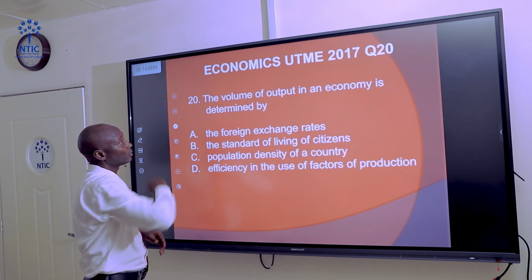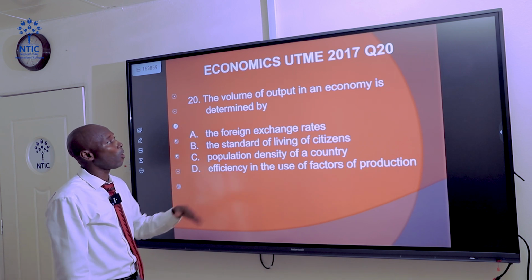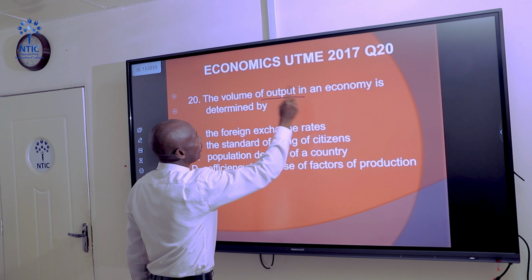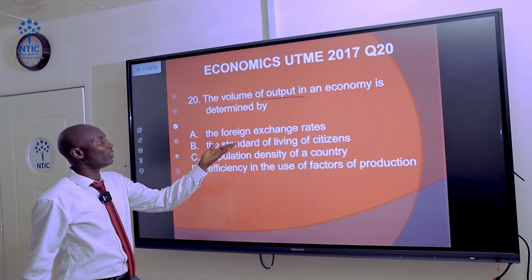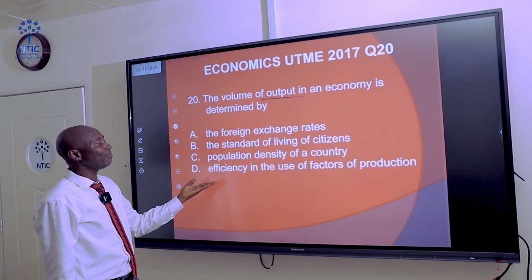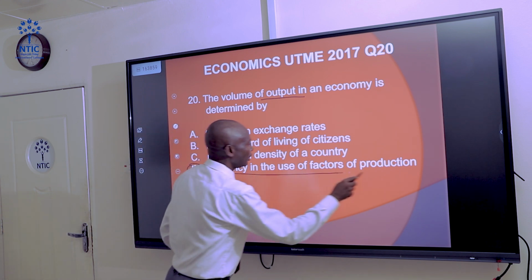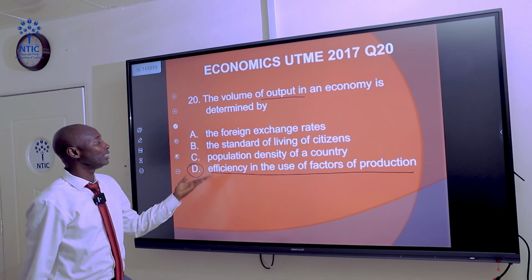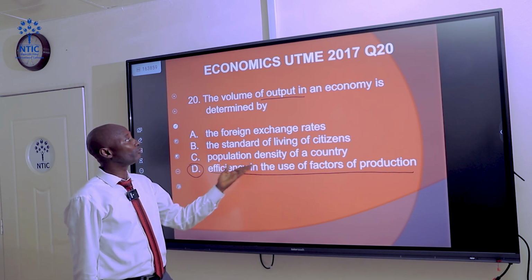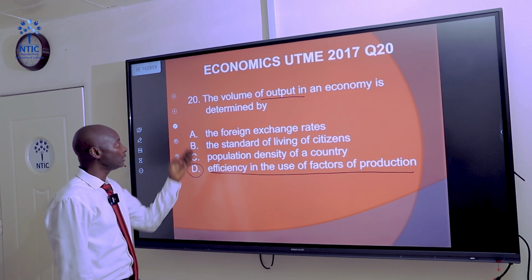So the last question on this tray is 20. The volume of output in an economy is determined by what? The foreign exchange, the standard of living, the population density of the country, or the efficiency of the use of factors of production. The answer is D. So for you to produce, you need what? Certain factors of production, and you need to combine them efficiently for you to turn out large volume of production or output in the economy.